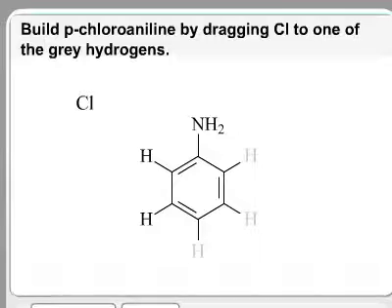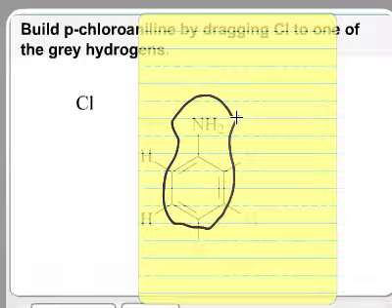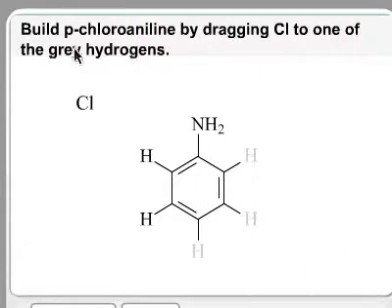All right, build para. Remember, para is when they're straight across from one another. Chloroaniline. So aniline is the molecule, this whole part right here. This is aniline. So I've just got a chlorine in addition, and the P tells me it is opposite to the amine group. There we go. To one of the gray hydrogens there. If it were ortho, I'd be putting the chlorine here. If it were meta, I'd put it here. Para, it's at the 1, 4, or opposite sides.